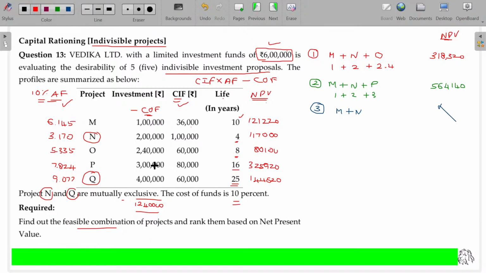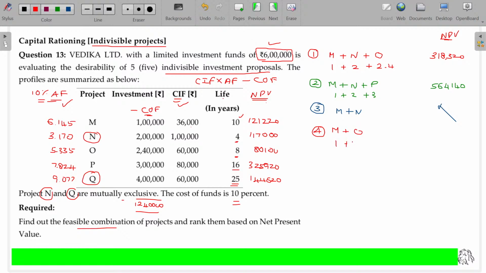Let's go for the next combination where O and P are already changed. Now we can change the N. Rather than N, we can go for the other one. So the fourth one. First will be M. And in earlier cases we have chosen N. Now I want to replace N with some other one. So M. Then I can go for O.